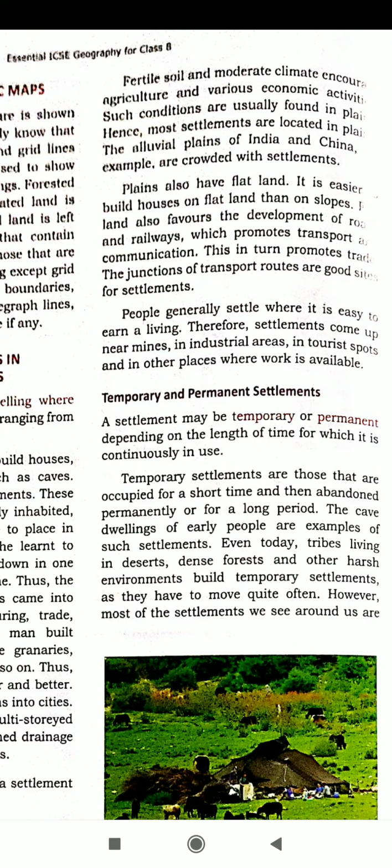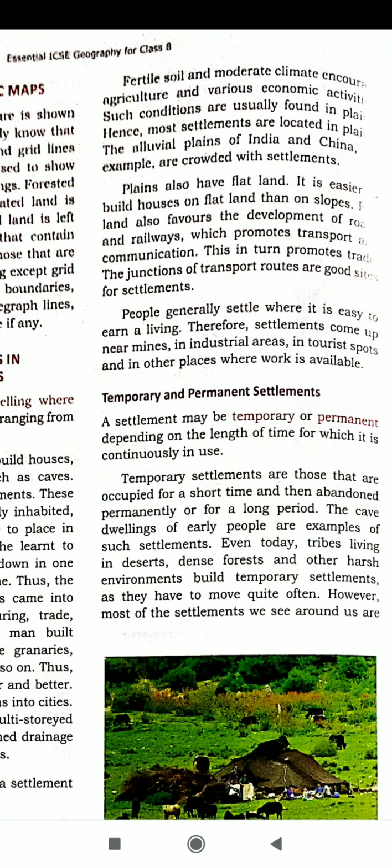People generally settle where it is easy to earn a living. Therefore, settlements come up near mines, in industrial areas, in tourist spots, and in other places where work is available.